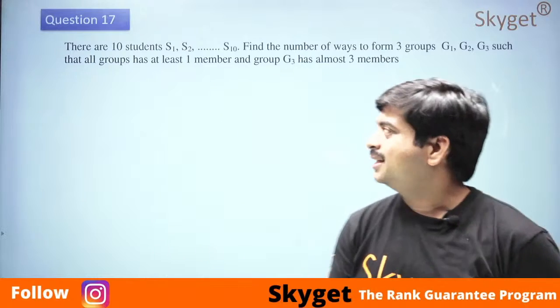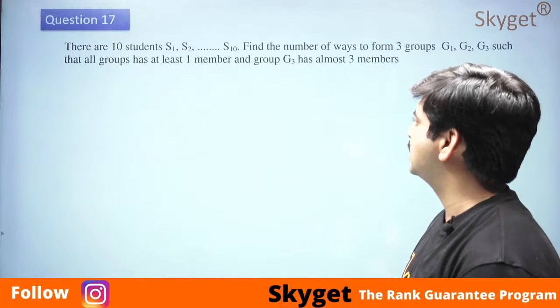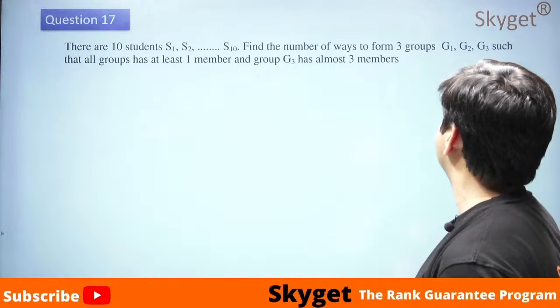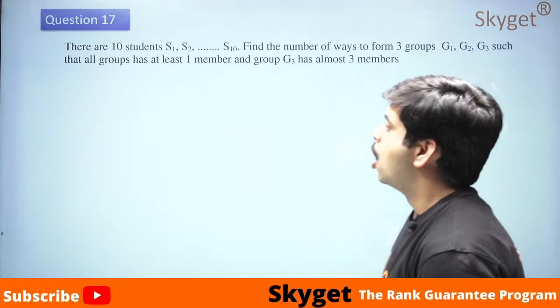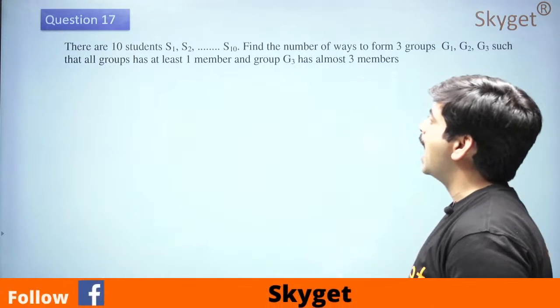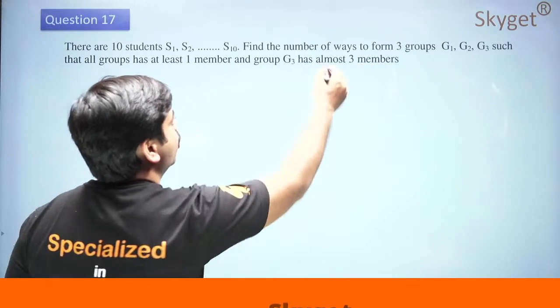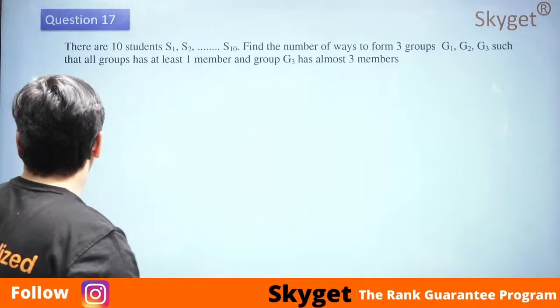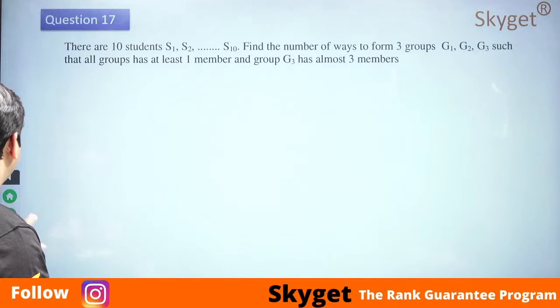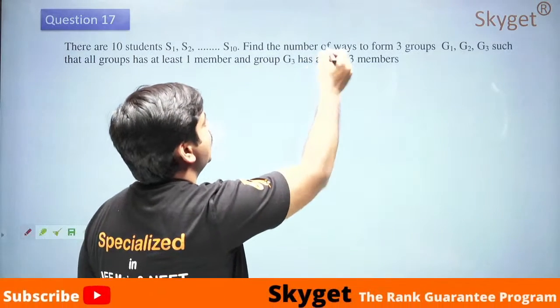Okay, so there are 10 students, S1, S2, so on, S10. Find the number of ways to form 3 groups, G1, G2, G3, such that all groups have at least one member, and group G3 has at most, not almost, it is at most 3 members.